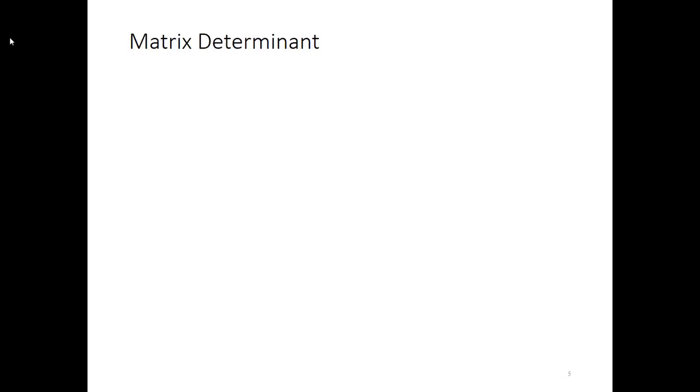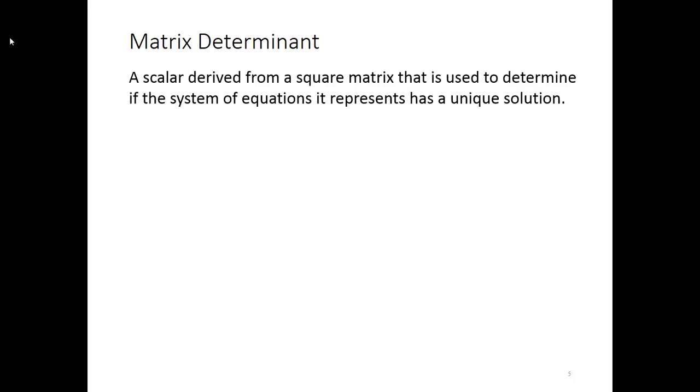Now let's talk about matrix determinants. A matrix determinant is a scalar that comes from a square matrix. It's some measure of the size of the matrix, if you will, not the dimensions, but the terms inside the matrix. You end up multiplying a lot of terms to get to a matrix determinant.